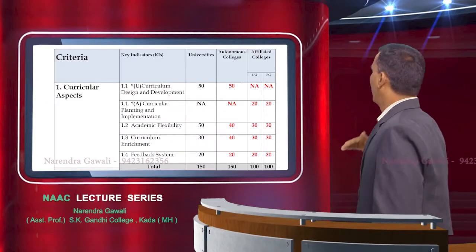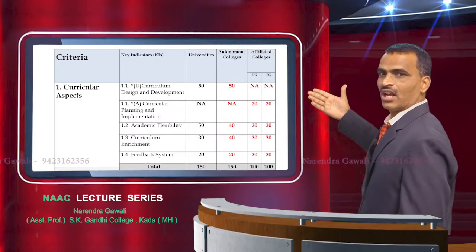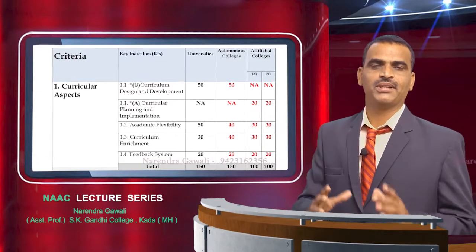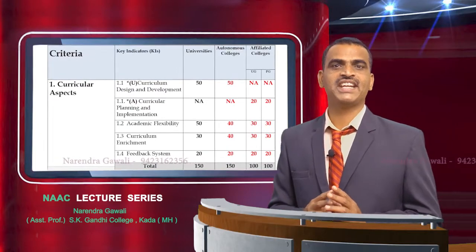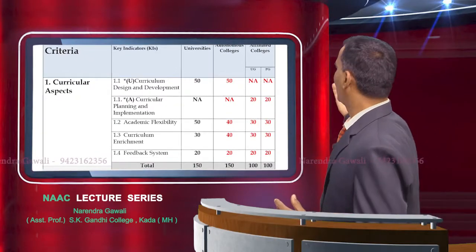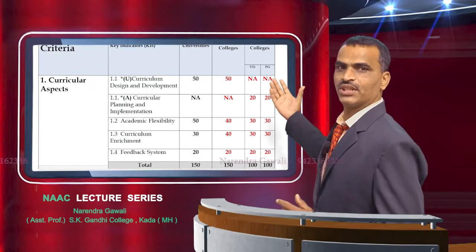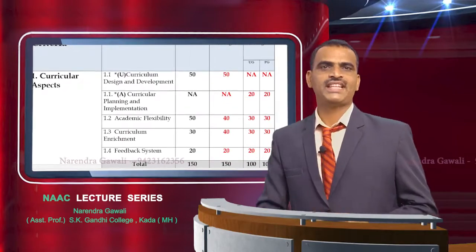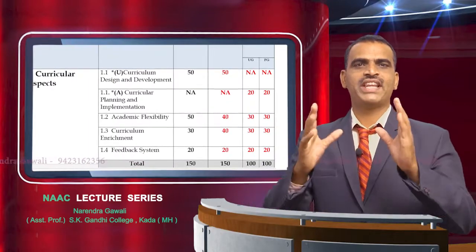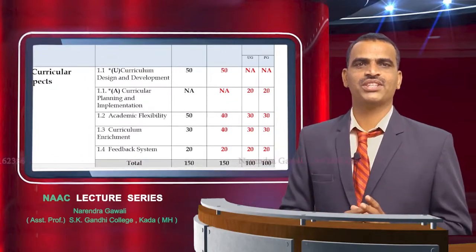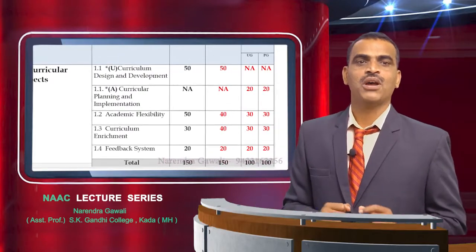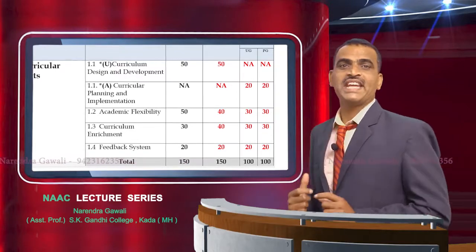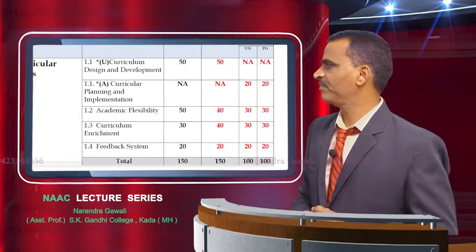So, look at this chart, friends, about the first criteria. Criteria 1 has some key indicators, it means important aspects. We can see the universities and autonomous college column. Then we have the affiliated or constituent college. In that also we have 2 categories. One is UG, undergraduate colleges. The second one is PG, that is postgraduate colleges. In this we have 4 key indicators or important factors.